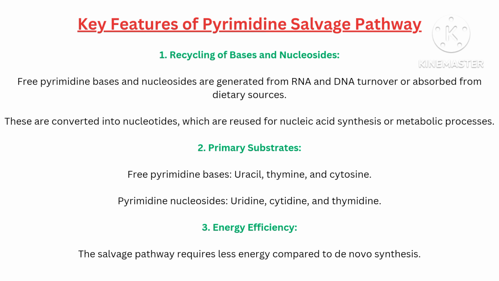Key features of the pyrimidine salvage pathway. 1. Recycling of bases and nucleosides. Free pyrimidine bases and nucleosides are generated from RNA and DNA turnover or absorbed from dietary sources. These are converted into nucleotides, which are reused for nucleic acid synthesis or metabolic processes.